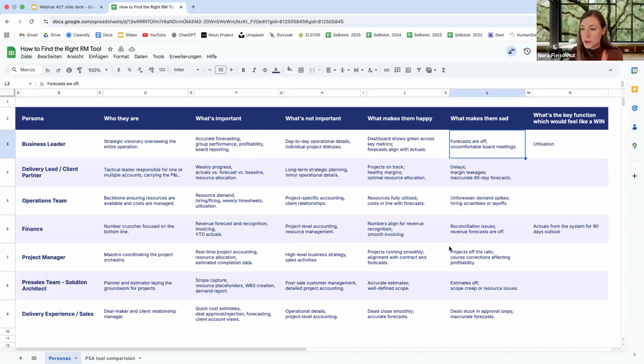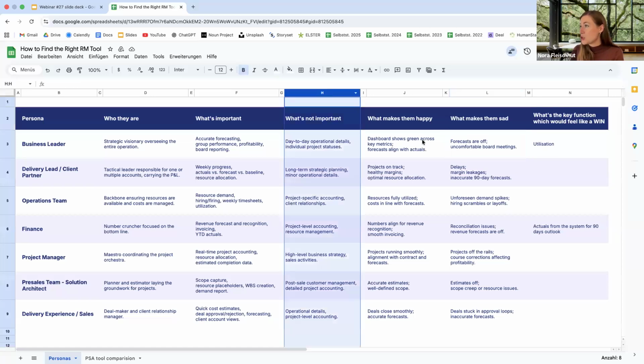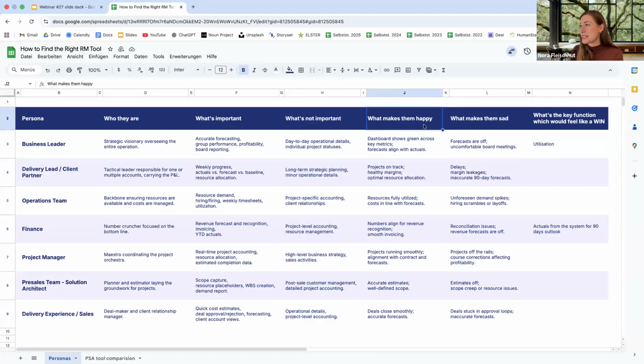I love it. So persona first, understanding who are the key people that have an interest in the resource management tool. What do they want? What's important? But equally, what do they not want? What's not important to them? That's a key learning that I'm taking away from your words. Also understanding what they don't want is equally helpful. I love also the idea of understanding what makes them happy and what makes them sad. It's a more emotional approach, and then basically deriving what this means in terms of features and key functionalities that we need.